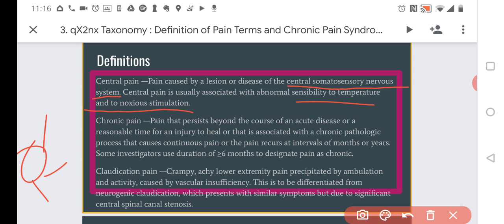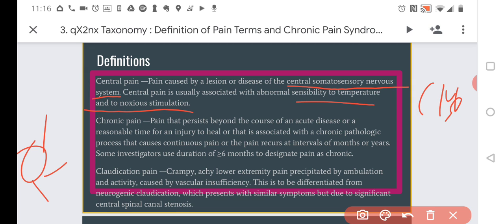This is a very bad situation because it's very hard to treat such pain. A lot of mechanisms of modulation, of inhibition of transmission, of transduction would not help here. So central pain is when it's related to the central nervous system.